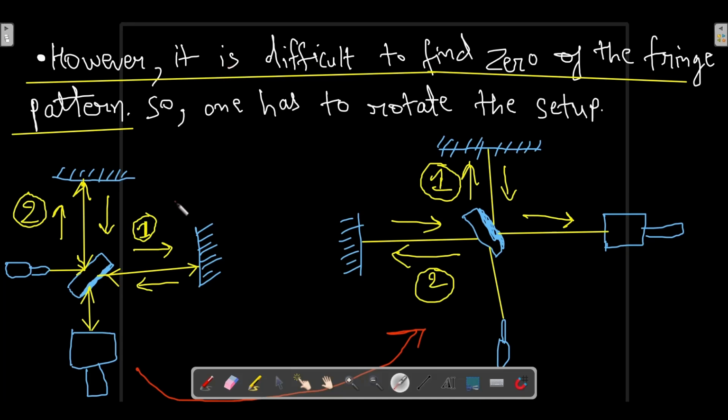After rotation of the setup, it looks like this. Suppose this is telescope T over here; the telescope T goes over here, so it came over here. The mirror M1 goes over here, the mirror M2 goes over here, and the extended source of light goes over here. The apparatus has been rotated by 90 degrees, so instead of like this, it is now like this. We have rotated the entire experimental setup by 90 degrees.